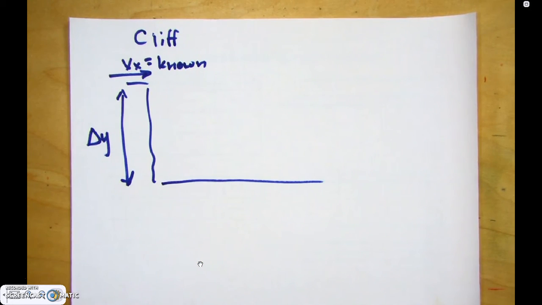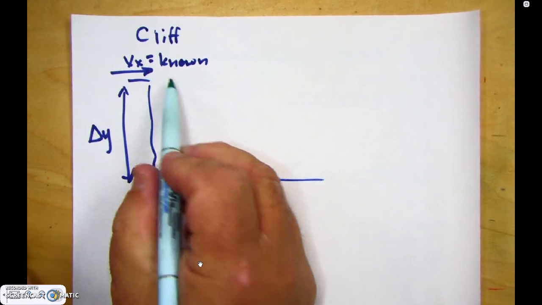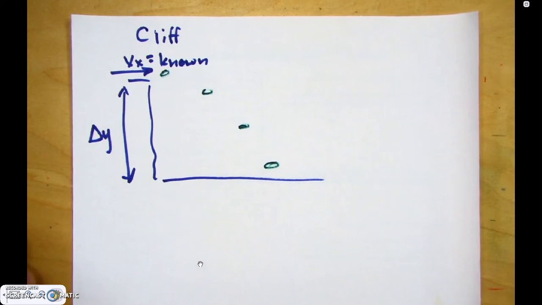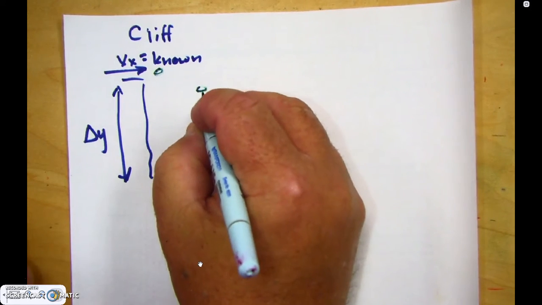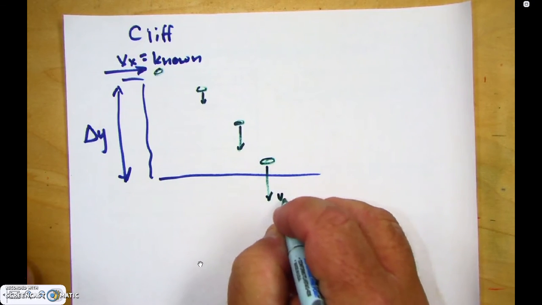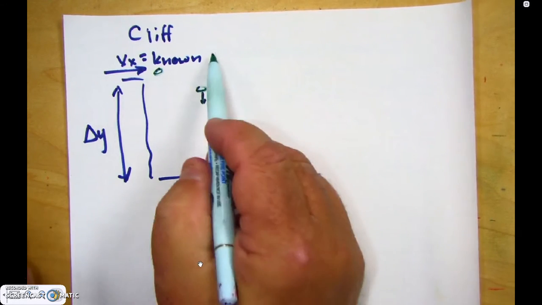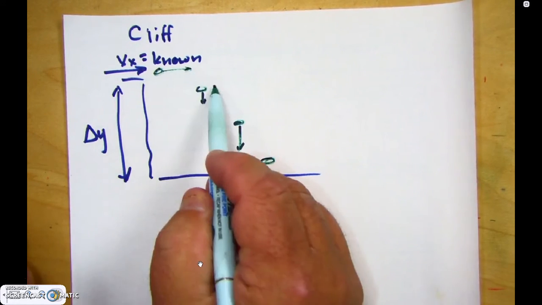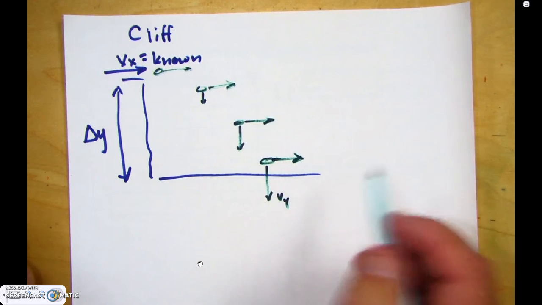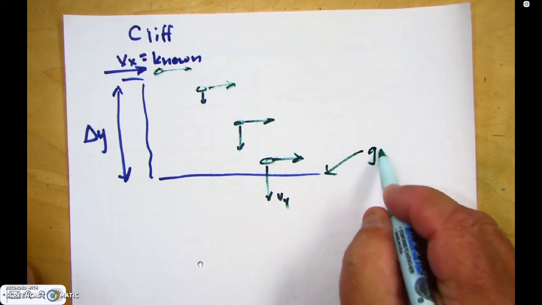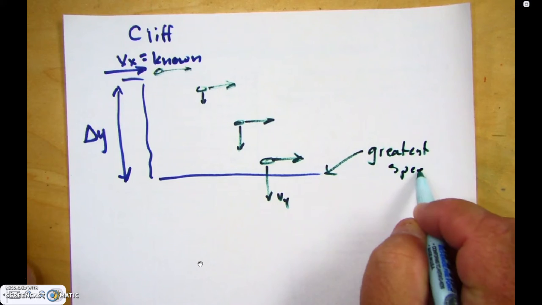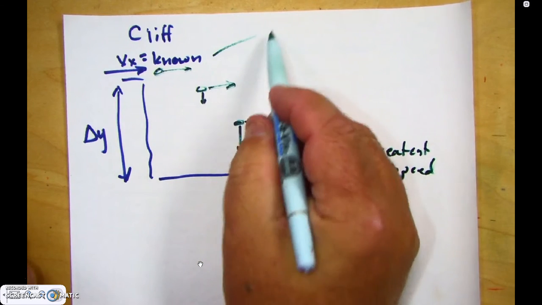The key thing is when something flies off the table, it's the same thing we just talked about. The speed in the y direction is going to get bigger until it hits the ground. The speed in the x direction stays constant. So Vx, Vx, and Vx all stay constant. Greatest speed here, lowest speed at the top.